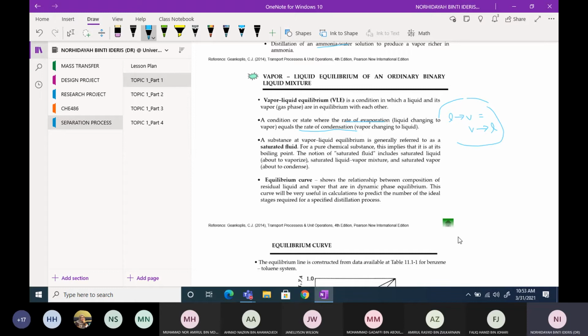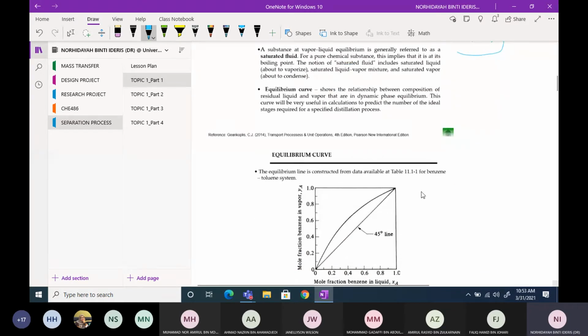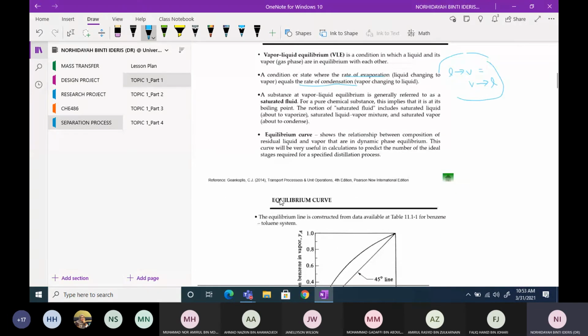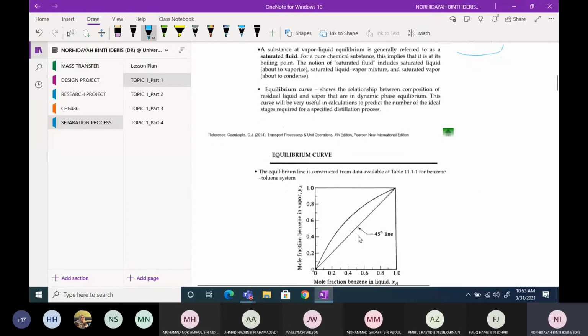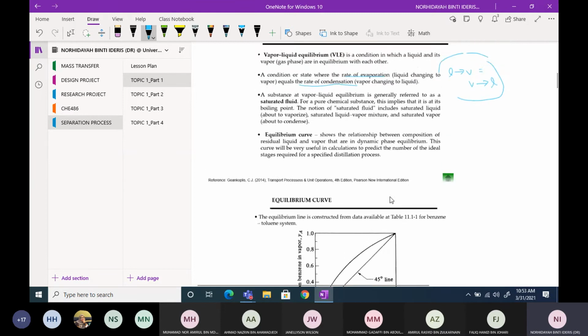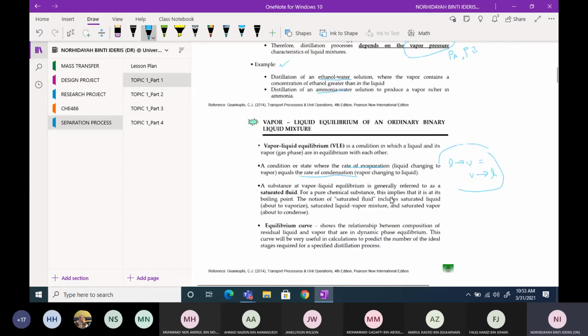Maksudnya sistem kat bawah ni contohnya sistem benzene toluene. Okay, this is their system. Okay, this is the value. Alright, this is their equilibrium curve. Okay, so kalau you are talking about a different system, for example ammonia, water and everything, then this value might be different. The equilibrium curve might be different.